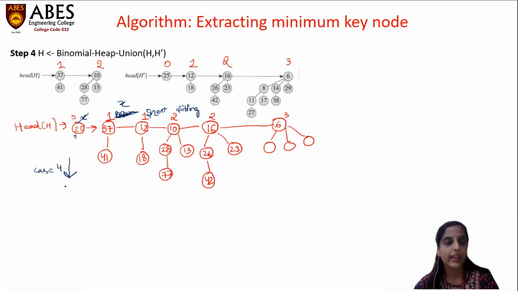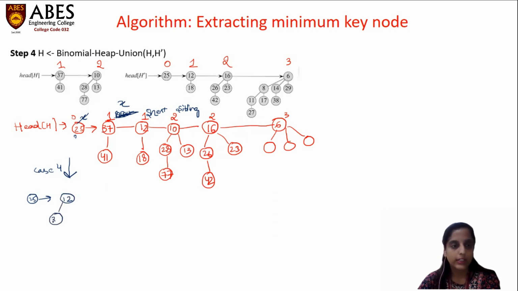Now when we apply case 4, what will we get? Here we still have 25. Now we're going to remove 37 from here and attach it to the child node of 12. So here we have 12, now it will become 37, then this becomes 41. And 12 has its own child, that is 18.